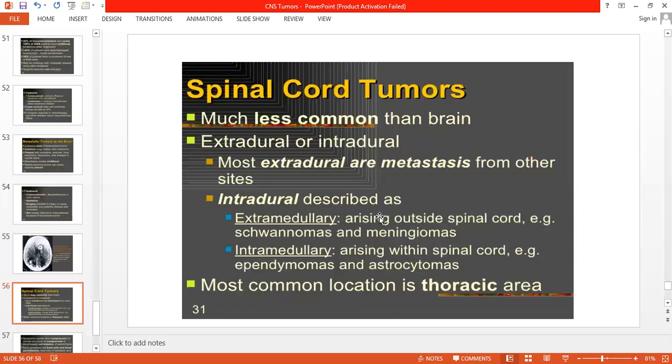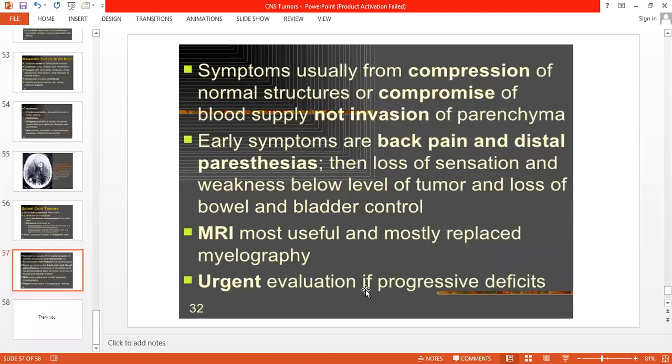Now, extramedullary tumors are outside the spinal cord, like schwannomas and meningiomas, while intramedullary are arising from spinal cord cells like ependymomas and astrocytomas. Most common location is the thoracic area. Symptoms are usually from compression of normal structure or compromise of blood supply, not invasion of the parenchyma. Early symptoms are back pain and distal paresthesia, then loss of sensation and weakness below the level of the tumor, and loss of bowel and bladder control.